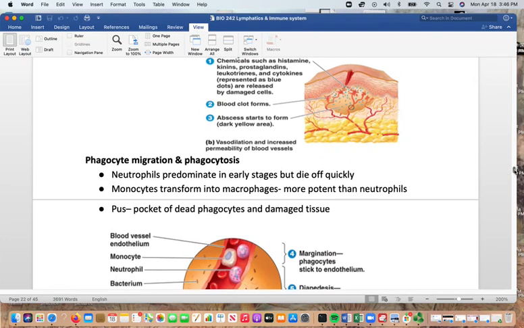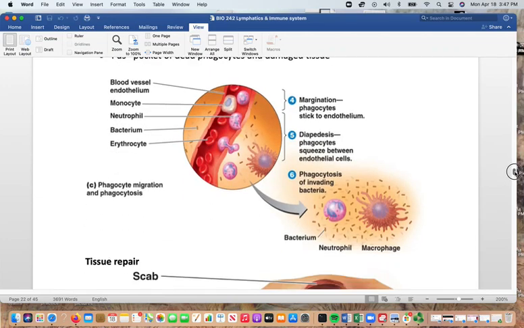And then with phagocyte migration and phagocytosis, your neutrophils are going to predominate in the early stages, but they're going to die off quickly. Monocytes are going to then transform into macrophages. They're going to be a little bit more potent than those neutrophils. So when you have pus, it's actually pockets of dead phagocytes in damaged tissue.